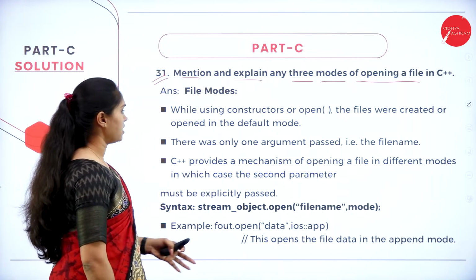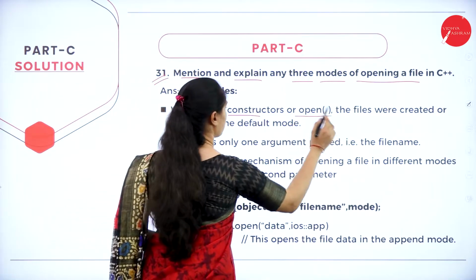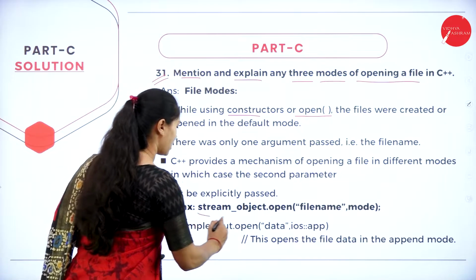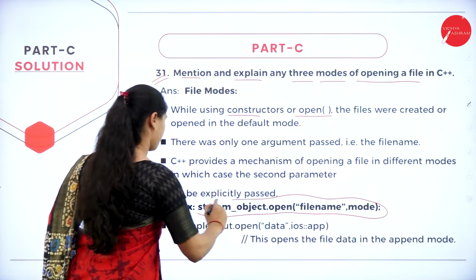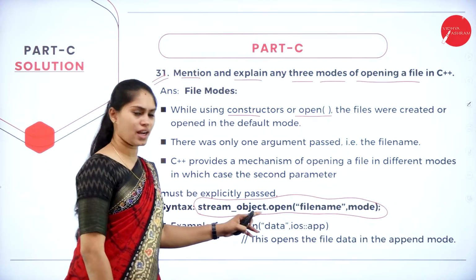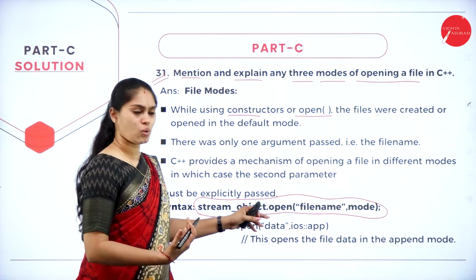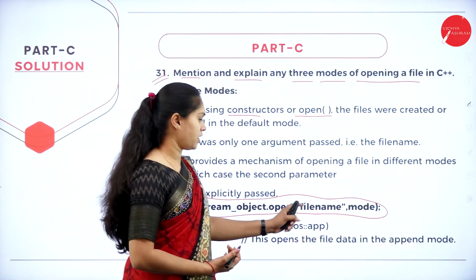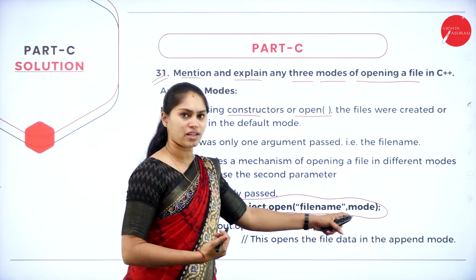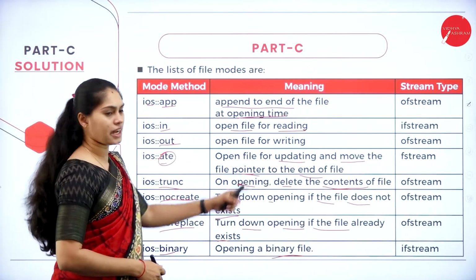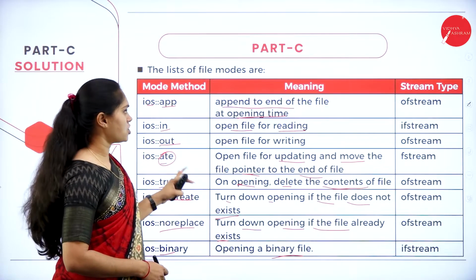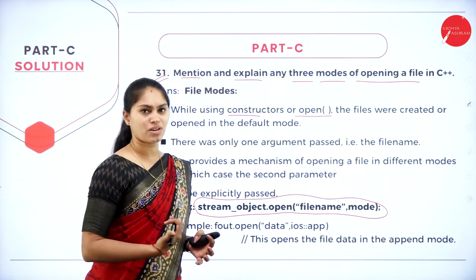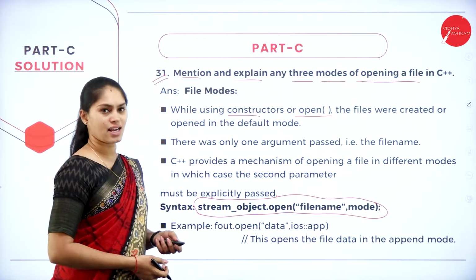So here you can see that we can use a constructor or we can use an open member function. When we are having an open member function, at the time you have to mention this syntax, stream object dot open. For example, whether you are dealing with the input object or an output object, we have to write the name of a file and what kind of mode. That mode can be any one of these three. Okay, so you can write any of the file modes. So these are the things you have to write as the solution for this asked question.